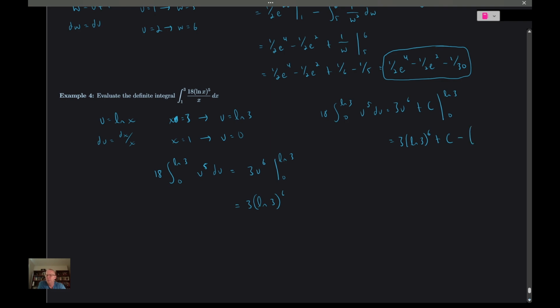And then minus, now plug in 0, so we get 3 times 0 to the 6th plus c again, because for c, there's nothing to plug in, it's just a constant. So now we have 3 ln 3 to the 6th plus c minus 0 minus c, and these cancel out. And that's the way it'll always be, because you always have one c here for the upper limit, and then another c here for the lower limit, and you're subtracting, so they always cancel out. So you end up with the same thing.